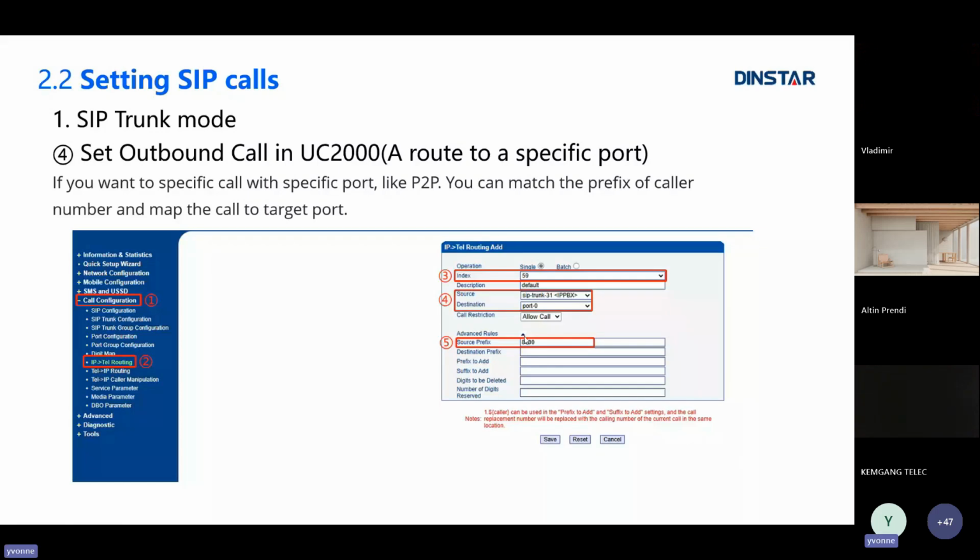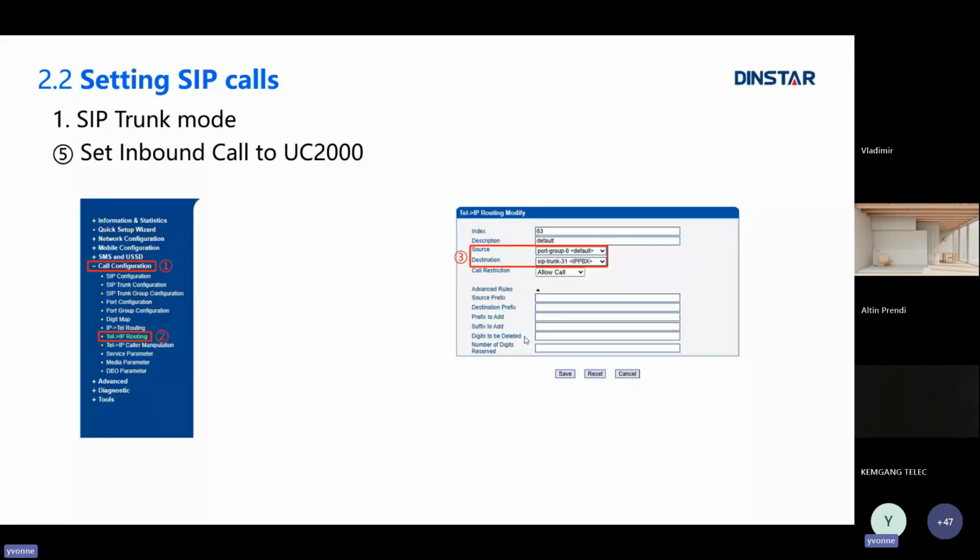Yeah, and after we finish the outbound route, we go to the inbound route, for calls from the mobile side to the IP side. We click the core configuration, tail to IP routing, and input the description, source, and destination.